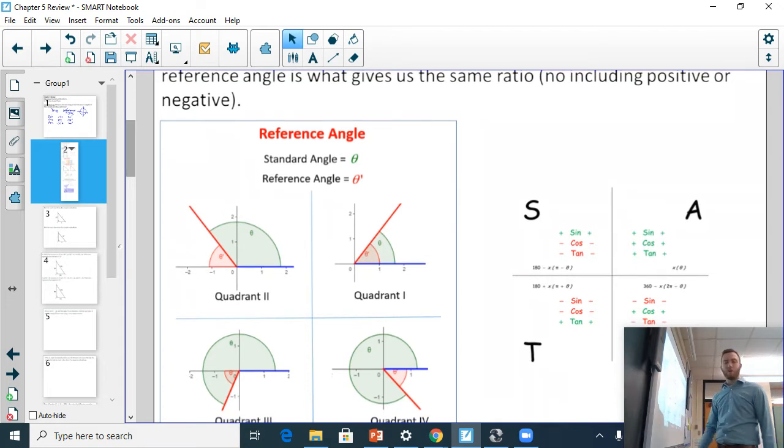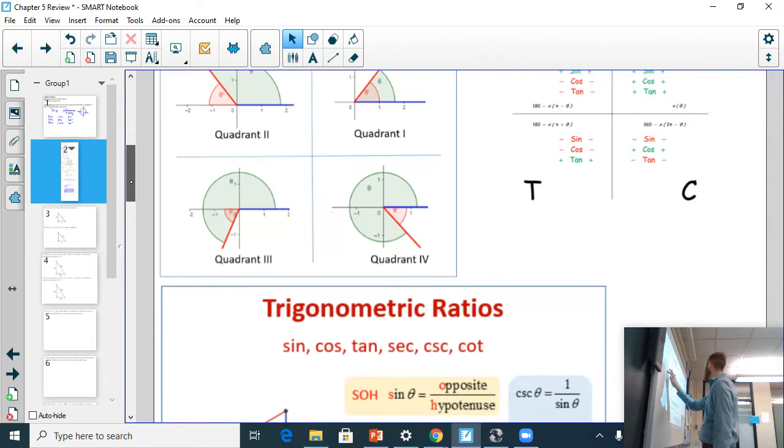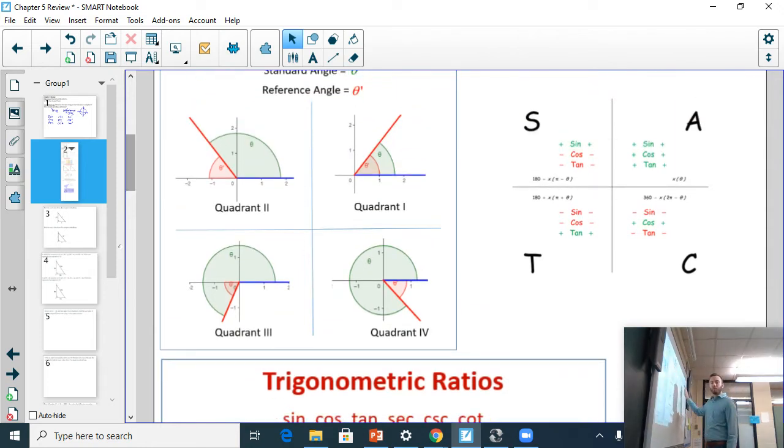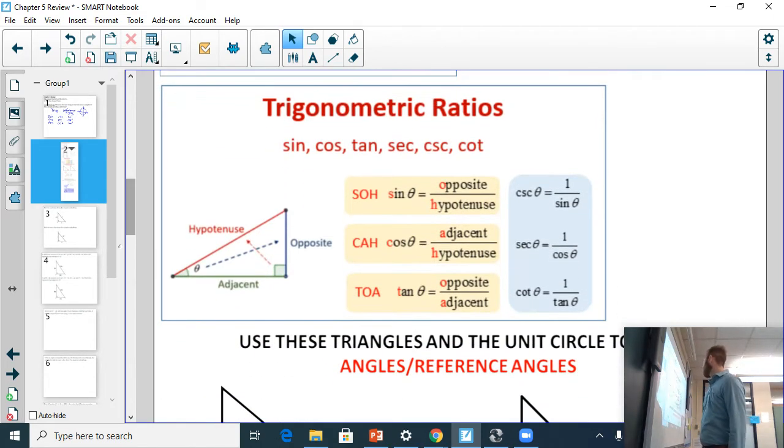Reference angles are huge because sine, cosine, and tangent all share the same reference angle. The reference angle is essentially just what's closest to the x-axis, what's acute to the x-axis. So everything's built around reference angles. ASTC is huge. This tells you where a trig function is positive. A stands for all of our positive first, then sine, then tangent, then cosine. That's where they're positive, which helps you in finding angles. And we have the trig ratios, SOHCAHTOA, big one. I think we're all pretty comfortable with SOHCAHTOA.